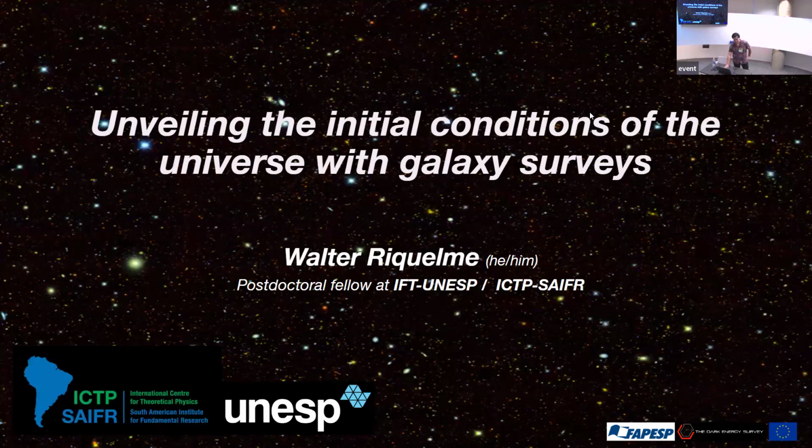So hello everyone, my name is Walter, if you don't know me. And I will be talking about something that came up in the first week. During the old talks, a lot of people mentioned these PNG or FNL constraints. And I'm going to talk about exactly that: how to extract primordial locality from galaxy surveys.